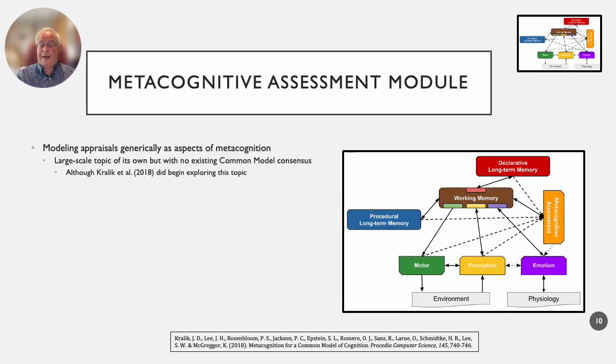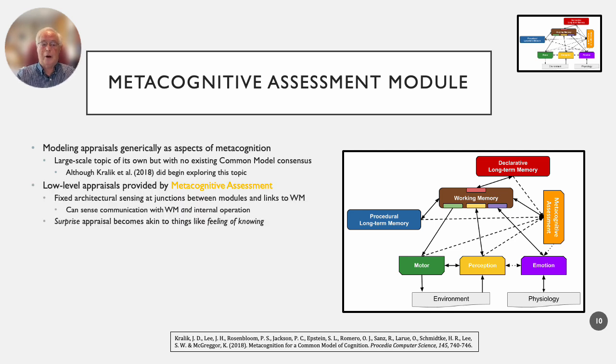This is a different abstraction of the same refined synthesis that eliminates the dot dash arrows coming from the emotion module in order to highlight the metacognitive assessment module in orange here, as well as the connections it has with other modules. What this implies is that we're modeling appraisals generically as aspects of metacognition. This is a large-scale topic of its own, but without an existing common model consensus, although there is previous work on this topic.